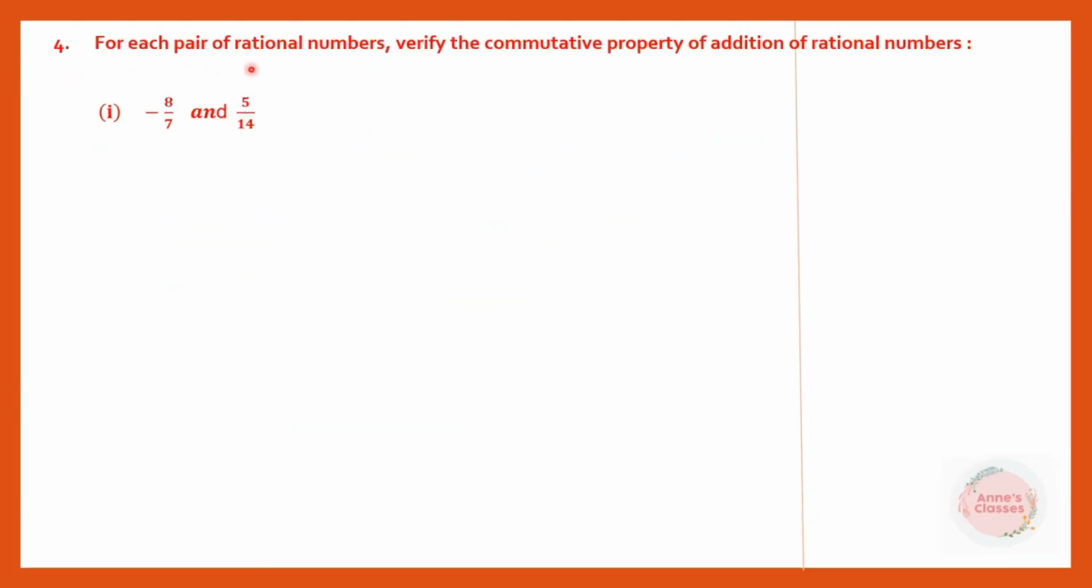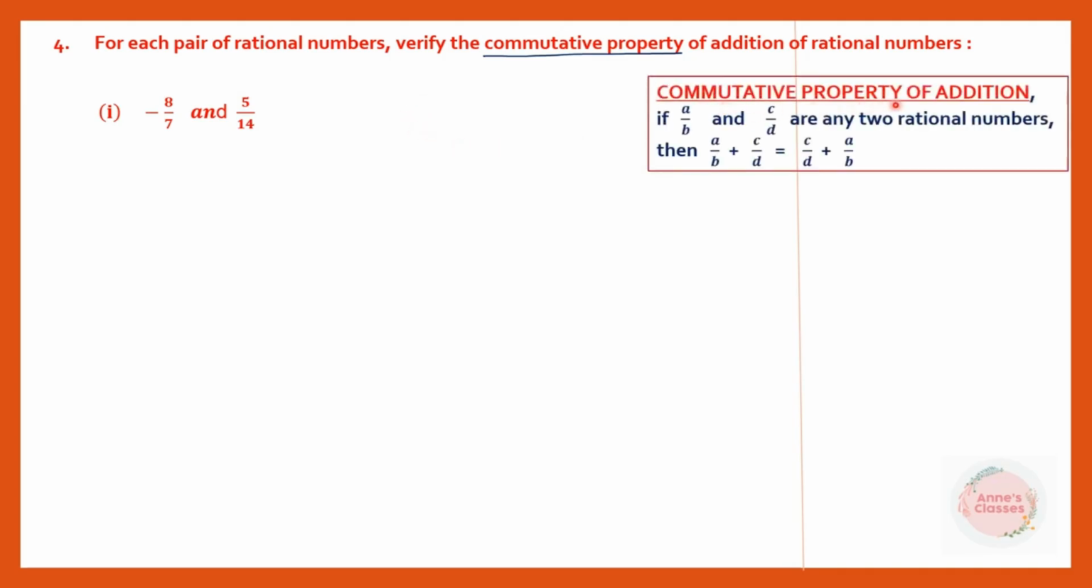Question 4. For each pair of rational numbers, that is, this is one pair, verify the commutative property of addition of rational numbers. So this is one very important property called the commutative property of addition of rational numbers. What does that mean? Now here we have a pair of rational numbers, and here according to this we should write minus 8 by 7 plus 5 by 14. According to commutative property, even if you change the order, the answer will be the same. That is, if you add up this first and this second, or this first and this second, the answer will be the same, and that is called the commutative property.